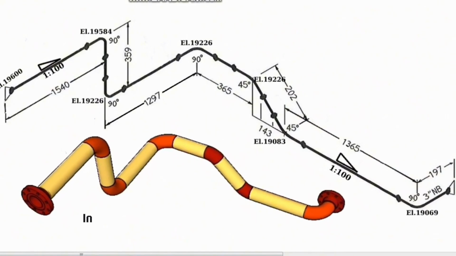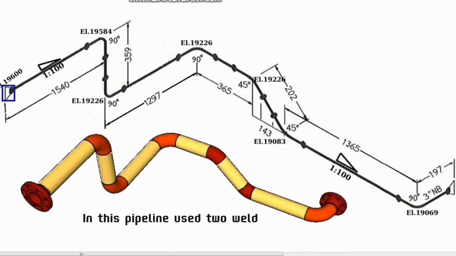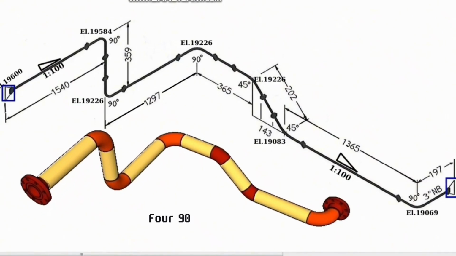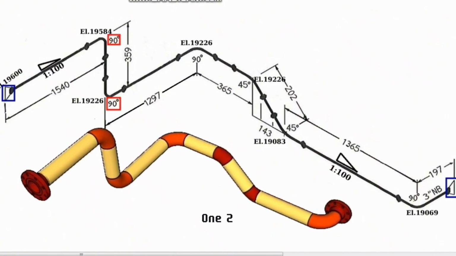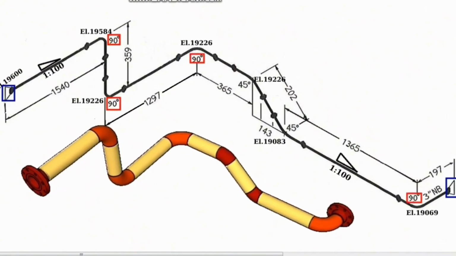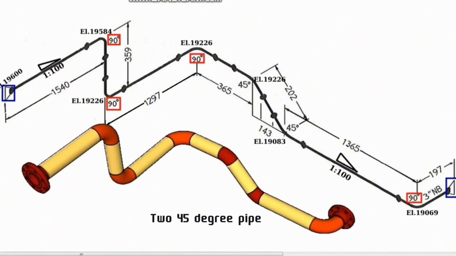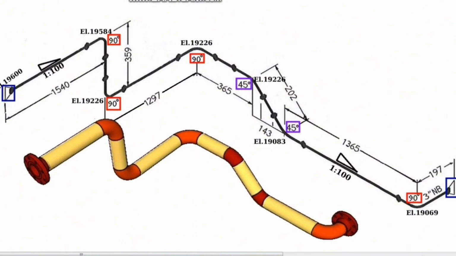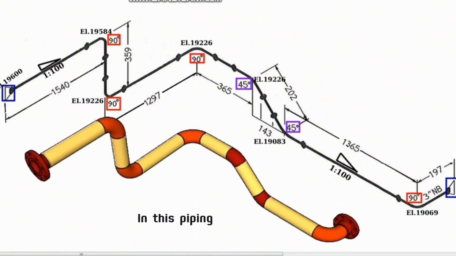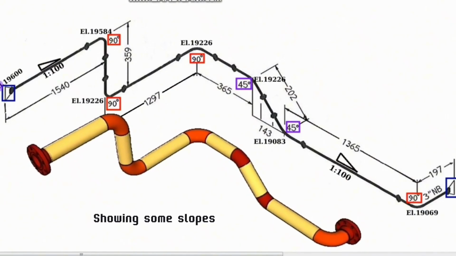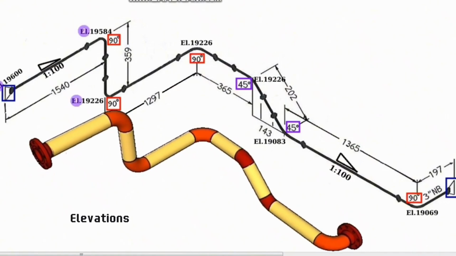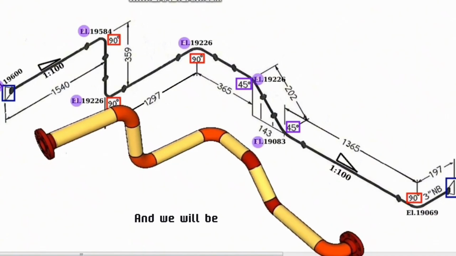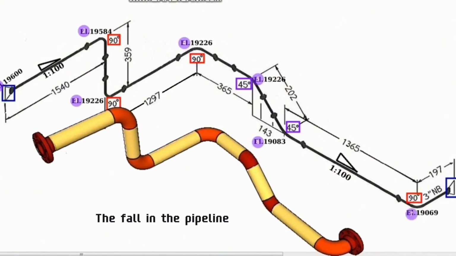As you can see, this pipeline uses 2 weld neck flanges, 4 90-degree pipe elbows, 2 45-degree pipe elbows, and some pipe pieces. This piping isometric drawing shows some slopes and different elevations. Elevations are shown in 7 places in this pipe isometry and we will be able to calculate the fall in the pipeline with these elevations.